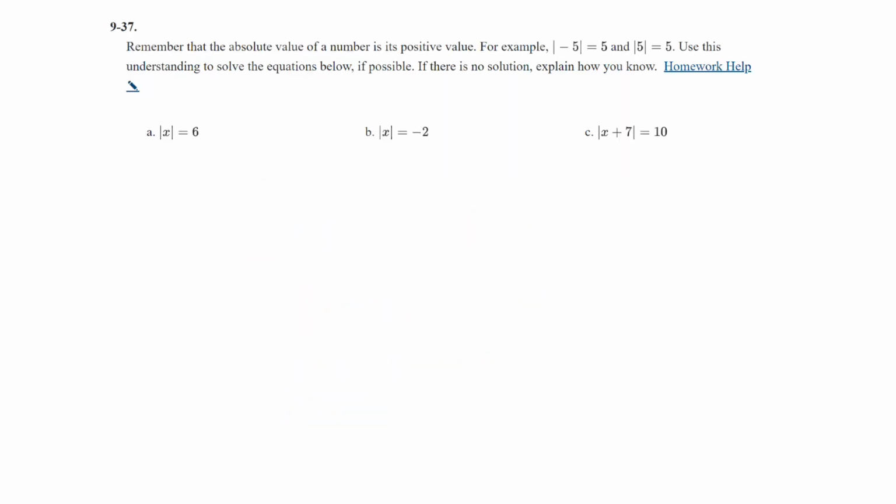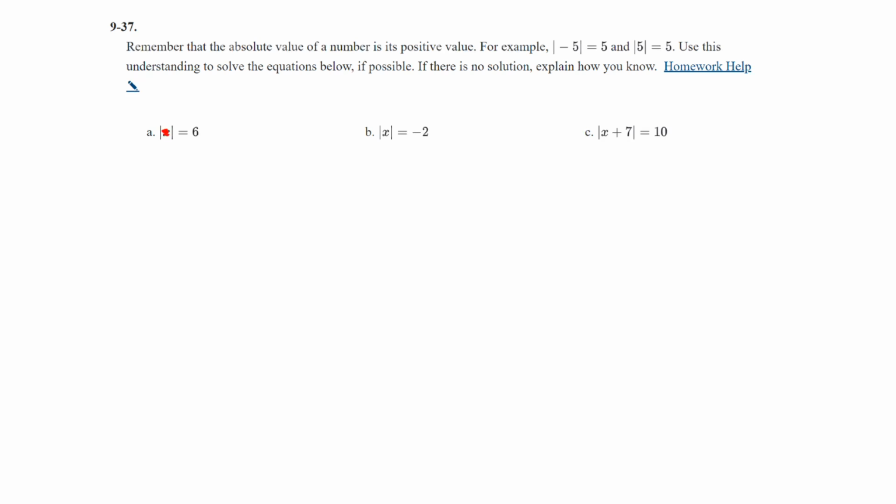Question 37. Remember that the absolute value of a number is its positive value. For example, the absolute value of -5 is equal to 5, and the absolute value of 5 is equal to 5. Use this understanding to solve the equations below. If there is no solution, explain how you know.